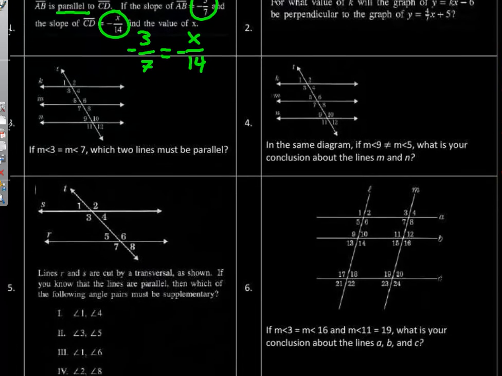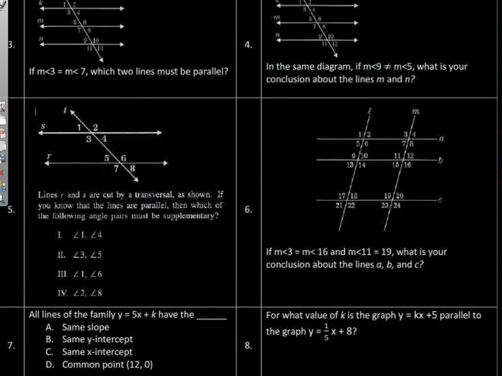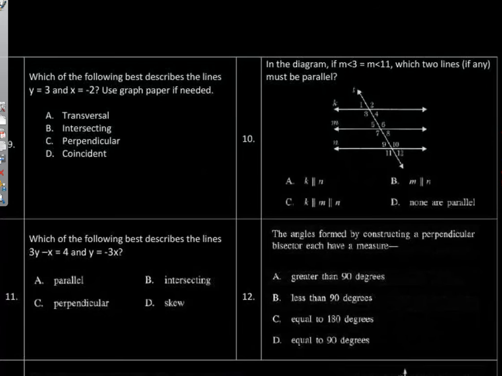All right, scroll on down here and let's talk really briefly about number 7. When it says family, it's talking about everything within that is y equals 5x, the same, and the only thing that's changing between them is this plus k. When it says family, it means everything that says y equals 5x, so y equals 5x plus 3, y equals 5x plus 5, y equals 5x plus 7. As long as it's got a y equals 5x in it, what do they all have in common?